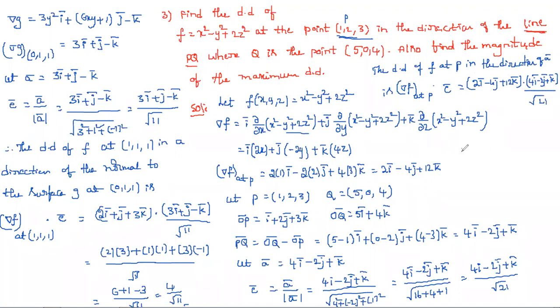So this is 1 by root 21 into, now we need to apply the dot product between these two: 2 into 4, plus minus 4 into minus 2, plus the k coefficient 12 into 1. So 2 fours are 8, and this is also 8, plus 12. So we get 28 by root 21. So the directional derivative is completed.